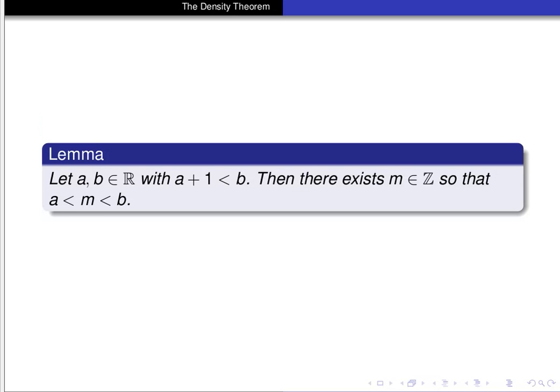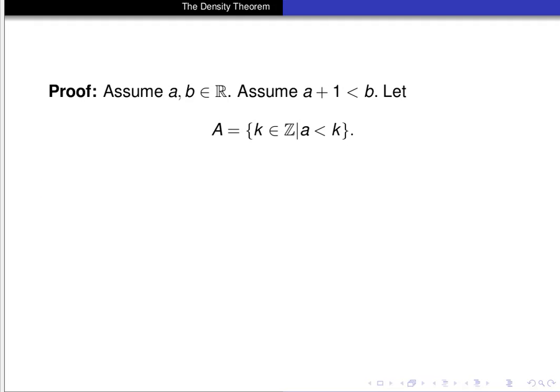To get started, we're going to prove a lemma. The lemma says that if a and b are real numbers, and a plus 1 is less than b, then there's an integer m so that a is less than m is less than b. To prove that, let's assume that a and b are real numbers, and let's assume that a plus 1 is less than b.